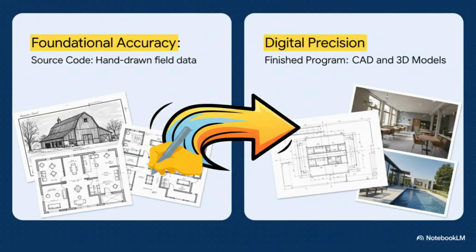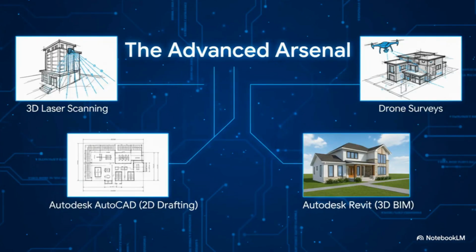The whole goal here is to get a perfect translation. You're taking the accuracy that was captured by hand out in the field and elevating it to the flawless precision you can only get with a digital model. Think of it this way. The field notes are the source code, and the final CAD drawing, well, that's the finished program. And this is the advanced arsenal that makes it all happen.